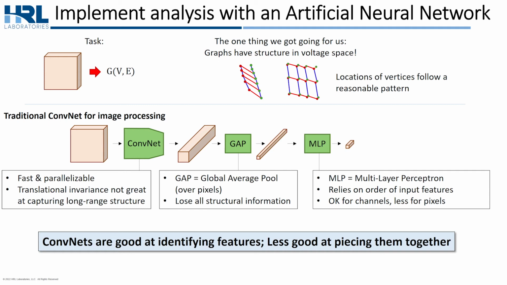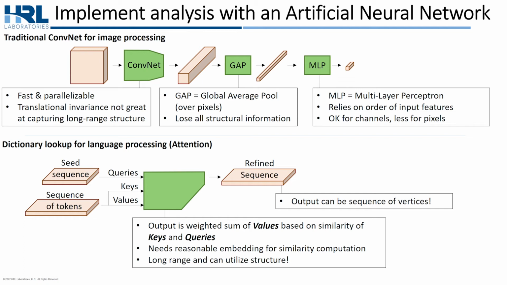So when it comes to the application that we're looking for, we need to look a little bit farther. On this slide, I've moved the convnet up to the top, and I'm looking for other methods. There's dictionary lookup for language processing, which is very commonly called attention, and this starts to feel very much like something we would like to use. This dictionary lookup consists of a sequence of queries, and then we pick a query and compare it to a sequence of keys and compute a similarity measure. Then, based on the results of those similarity measures, we create a weighted sum of the values and use that as the output sequence.